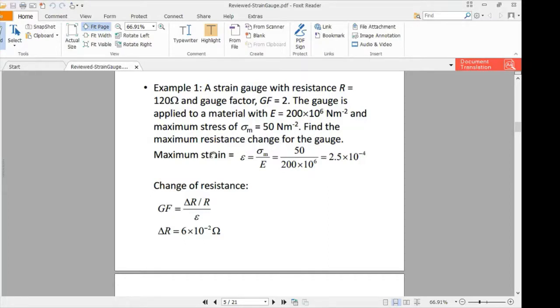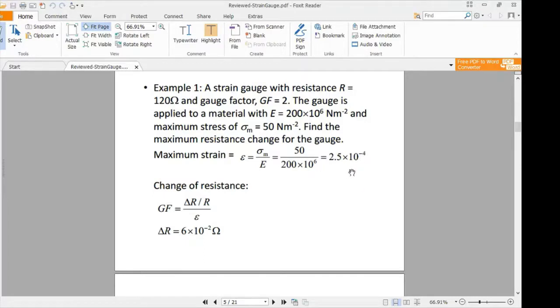In this example, first of all we need to determine the strain, as the strain gauge is actually measuring the strain, not the stress. Therefore, through the Young's modulus equation, we are able to relate the stress with the strain. So we know that the strain is equal to sigma divided by the Young's modulus. We know that the maximum stress is 50 pascal and the Young's modulus is 200 megapascal. So the strain is 2.5 times 10 to the negative 4.